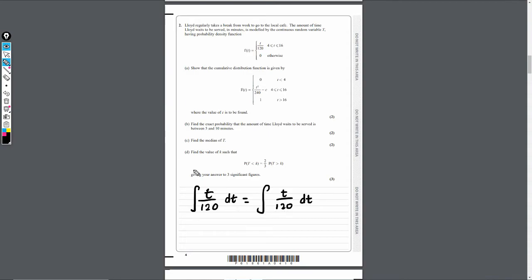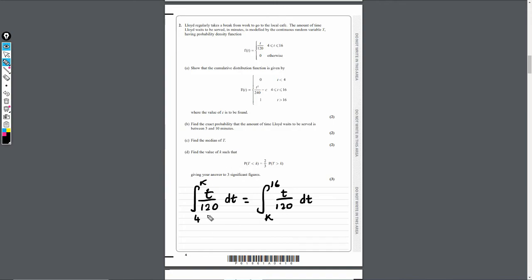So, my limits now, well, if we're saying that it's less than k, then my lower limit has to be 4, right? Because if you look at where it goes from 4 to 16, I can't be lower than 4, so 4 has to be my lower limit, and it has to go at some point to k. Same again with these limits. Because this is t is greater than k, well, k must be my lower limit this time, and it must be somewhere between k and 16, okay?